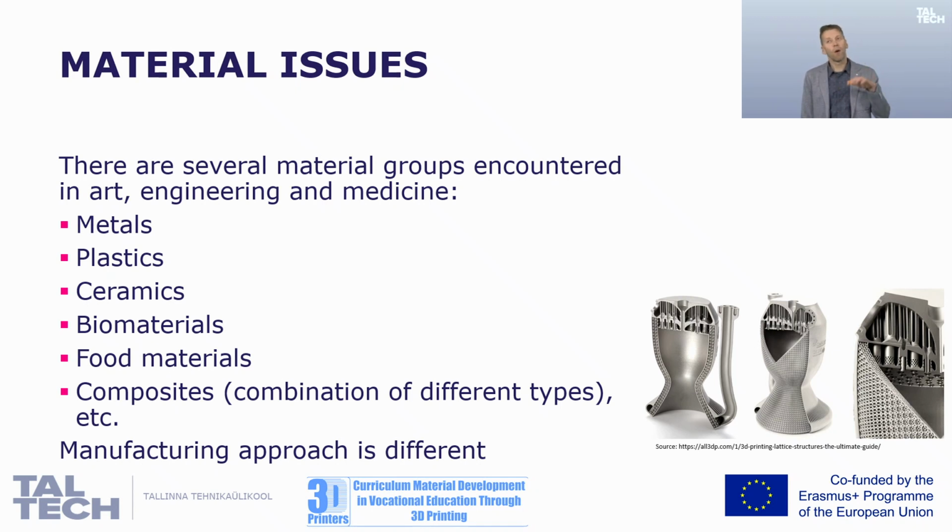It means that in one product we can combine the strength of one material with the flexibility of some other material, or some material that gives some specific properties. The manufacturing approach is different in most of these classes. So nowadays we don't have a universal machine that can produce prototypes or models from all of these classes.